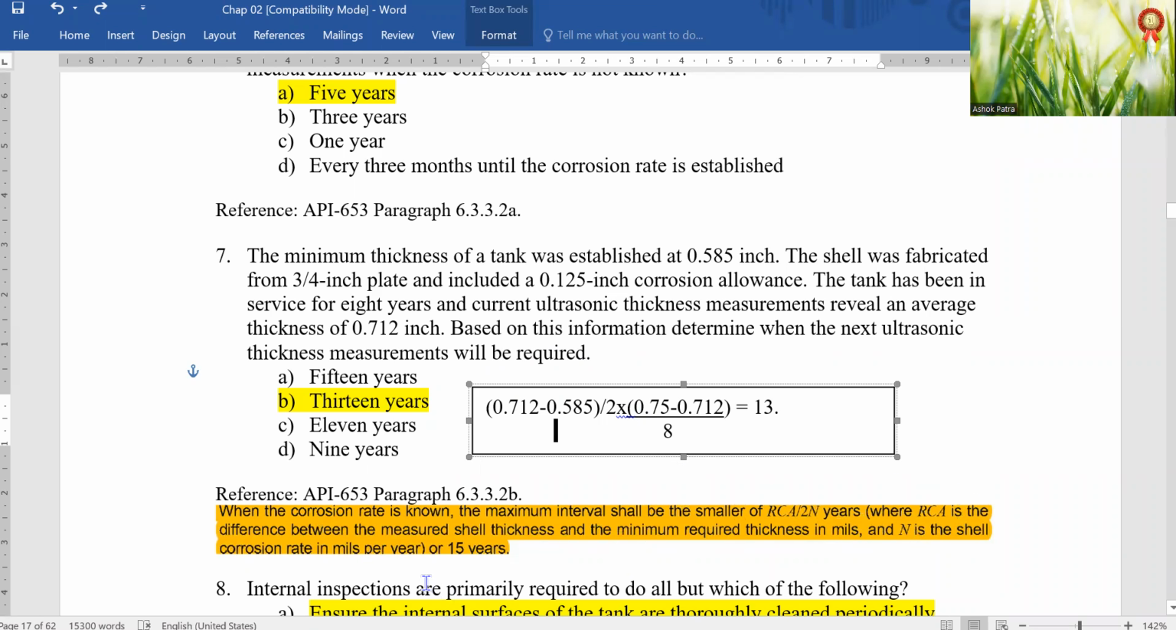N is the shell corrosion rate. The corrosion rate is 0.75 minus 0.712 divided by 8, into 2N, because that is the formula. So when the corrosion rate is known, that is the formula. So they were 13 point something. So 13 years is the interval.